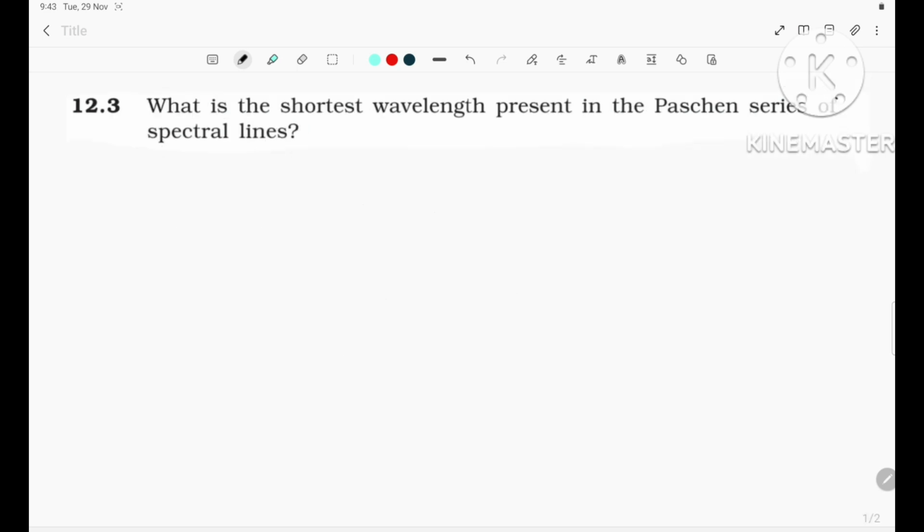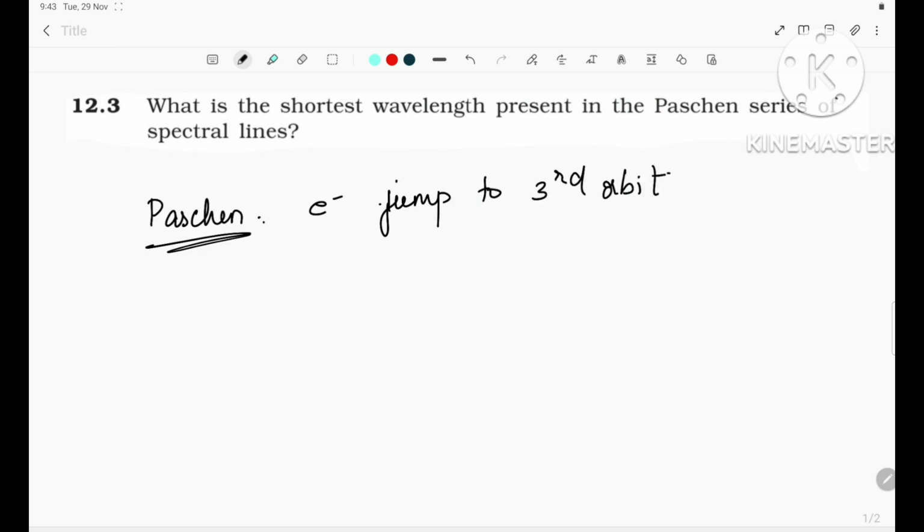Moving to question number 3. What is the shortest wavelength present in the Paschen series of spectral lines? So we know the spectral series are Lyman, Balmer, Paschen, Brackett and Pfund, right? So when we have the Paschen series, that means the electrons jump to the third orbit. So the final orbit is the third orbit.